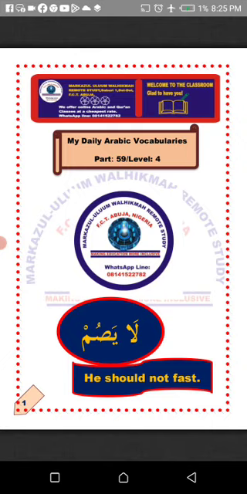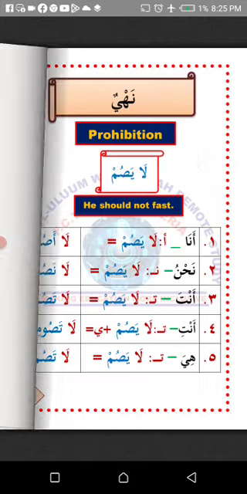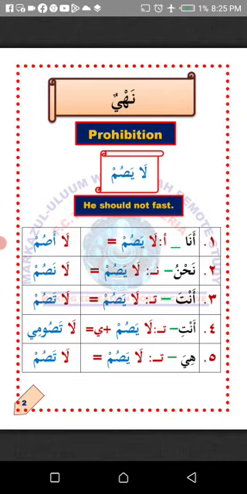Happy listening. We are going to learn from this lesson how to change the Arabic verb la yasum to suit some certain pronouns in Arabic. Nahyun, prohibition. We are going to learn how to instruct others not to do something in Arabic using different forms of verbs. The question is, how do we change the verb la yasum to suit the pronouns below? La yasum simply means he should not fast.